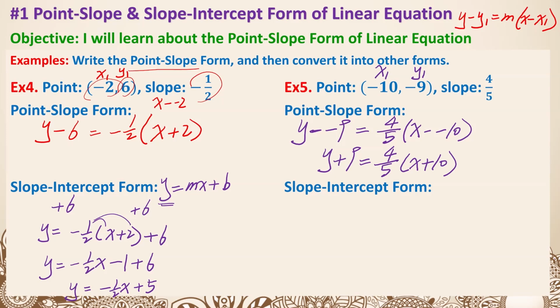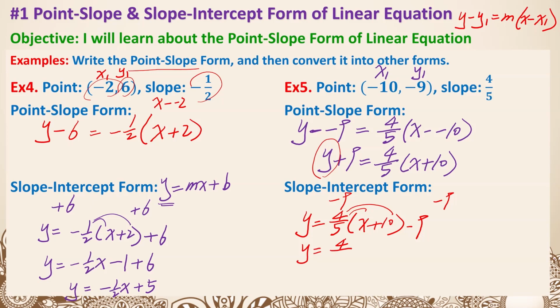Now, in order to get the slope-intercept form, we need to get y by itself. So subtract 9 on both sides. Y equals 4/5 parentheses x plus 10, copy everything down with a minus 9 on the end. Then the next step, of course, is to distribute to simplify. Y equals 4/5 x. 4/5 times the 10 is a plus 8, minus 9. Lastly, simplify to y equals 4/5 x minus 1. And that is the slope-intercept form.